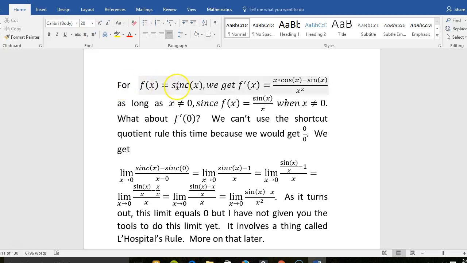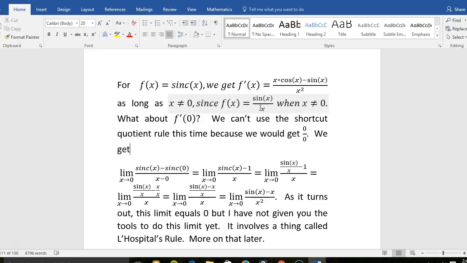Consider f of x equals the sinc of x. Remember guys, we defined the sinc of 0 to be 1. We defined the sinc of any other number to be sine x over x. For any non-zero number, that is, f of the sinc of that number is sine x over x. Okay?